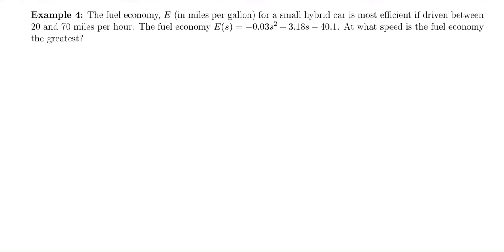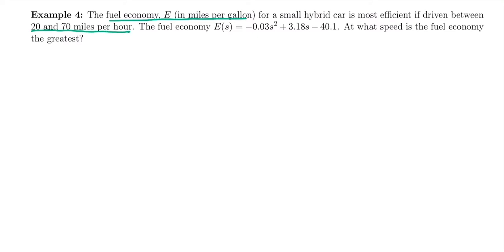In this video, we're going to apply optimization to fuel economy. So we're driving a small hybrid car and we have fuel economy E in miles per gallon. And we want to figure out when it's most efficient. We know it's going to be somewhere between 20 and 70 miles per hour.